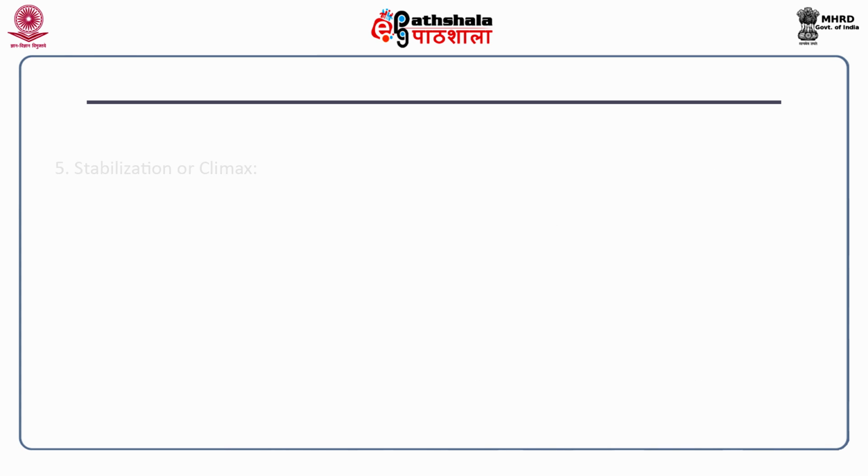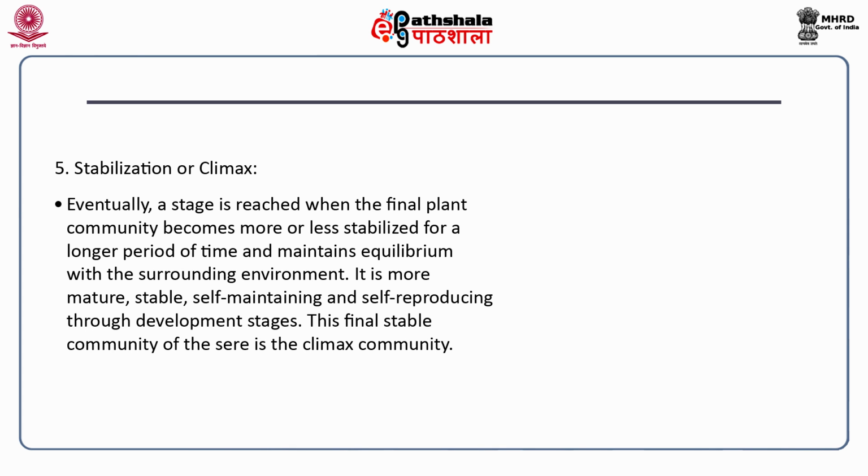The fifth process is stabilization or climax. Eventually a stage is reached when the final plant community becomes more or less stabilized for a longer period of time and maintains equilibrium with the surrounding environment. It is more mature, stable, self-maintaining and self-reproducing through developmental stages. This final stable community of the sere is the climax community.